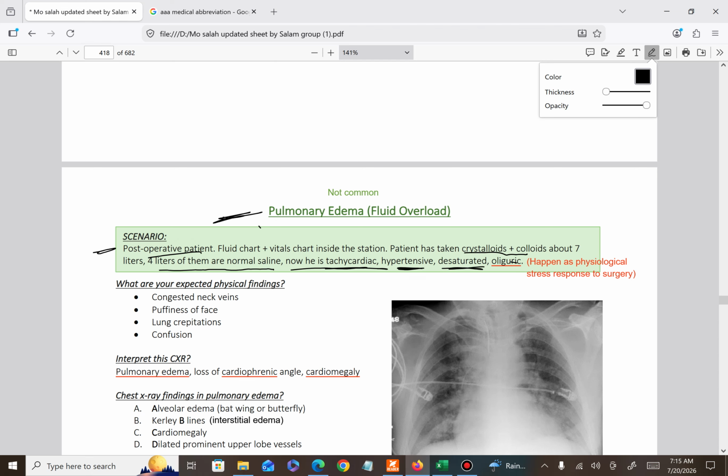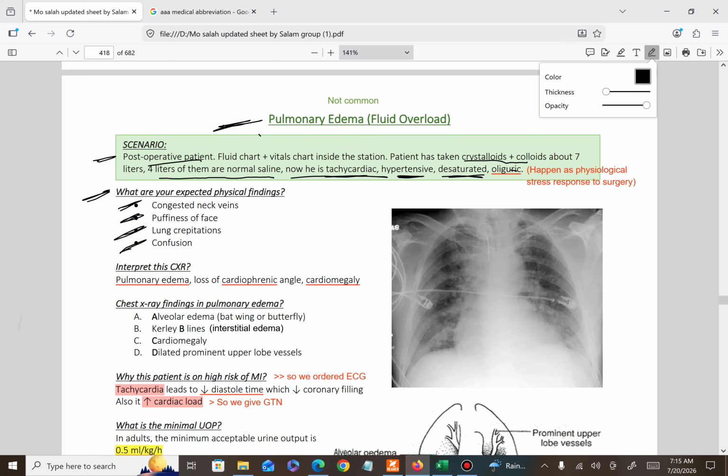Okay, so let's discuss the questions. What are your expected physical findings? So as there is fluid overload, the patient received the 7 liters of colloids and crystalloids. So there will be congested neck veins, puffiness of face, lung crepitations, and confusion.